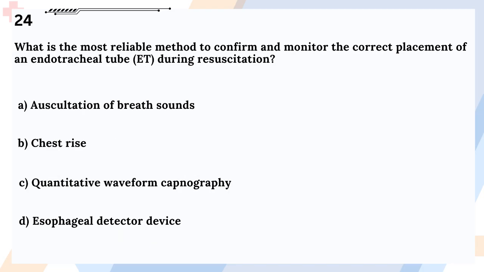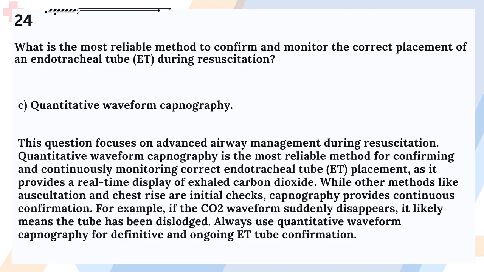Question 24. What is the most reliable method to confirm and monitor the correct placement of an endotracheal tube, ET, during resuscitation? A. Auscultation of breath sounds. B. Chest rise. C. Quantitative waveform capnography. D. Esophageal detector device. Answer: C. Quantitative waveform capnography.